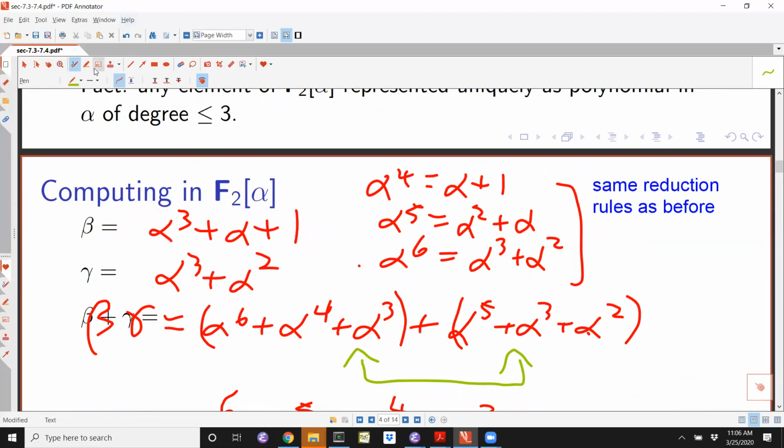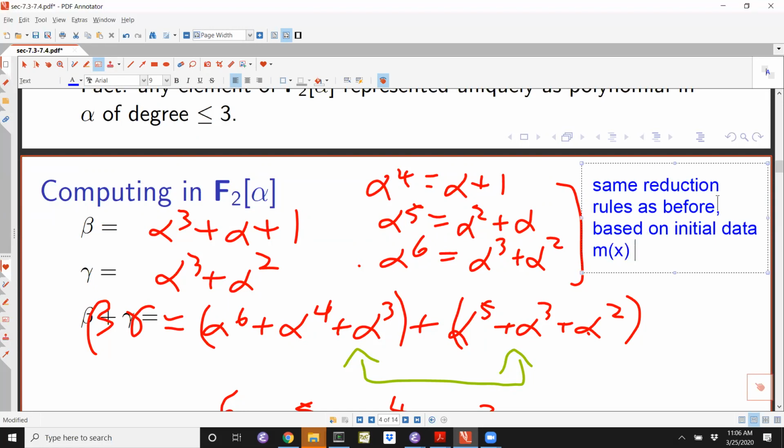And let me say exactly where it is that those rules are chosen. It's the same reduction of rules as before, based on the initial data that m of x equals x to the fourth, our modulus is equal to x to the fourth plus x plus 1. Momentarily, we'll do an example with a different modulus, and then you'll have different reduction rules.